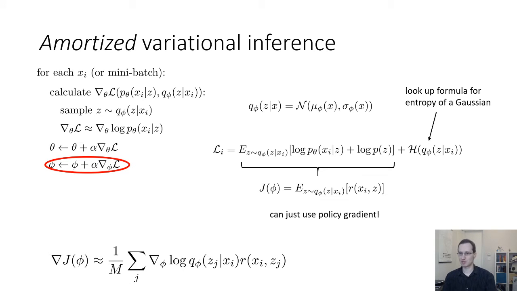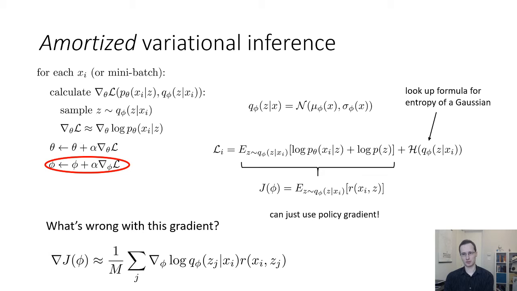Of course, we can use baselines and all that other stuff, but the simple version would be to just generate m samples of z, and then average together grad phi of log q phi zj given xi times r of xi comma zj. Okay, that is a viable way to train a latent variable model, and in fact, there are effective algorithms that have used this. But it's not the best way.